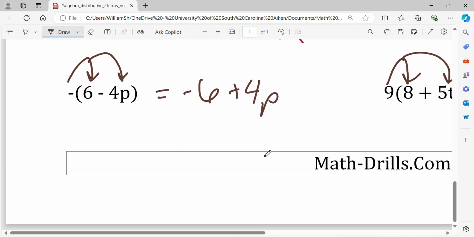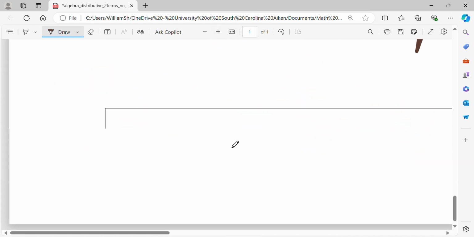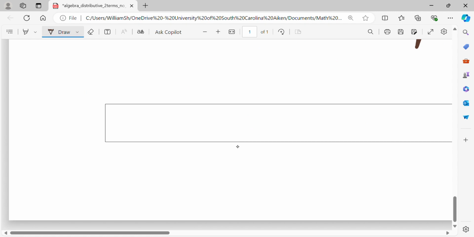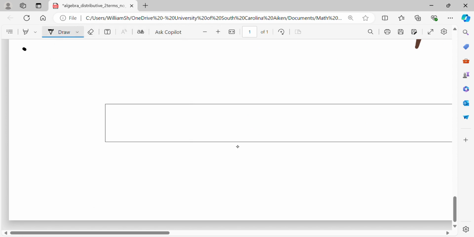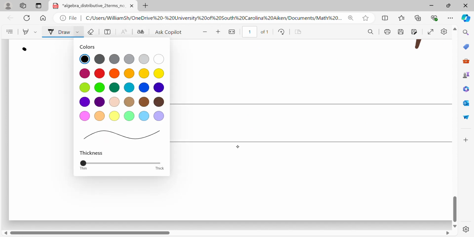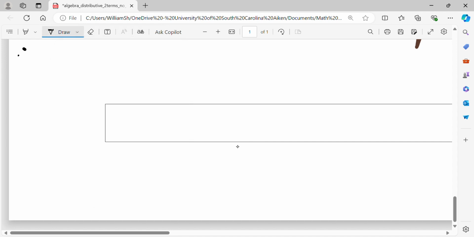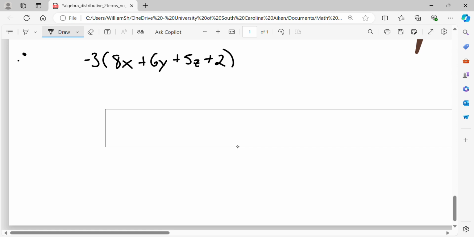Okay? So, watch this. I'm just going to zoom in here and write another. I wonder how far it'll let me zoom in so I can have a little more blank space. Alright, so we could have something like this. So, let me skinny up line. Okay. So, this distribution can get very much more complicated. We could have something that looks like negative 3 times 8x plus 6y plus 5z plus 2.